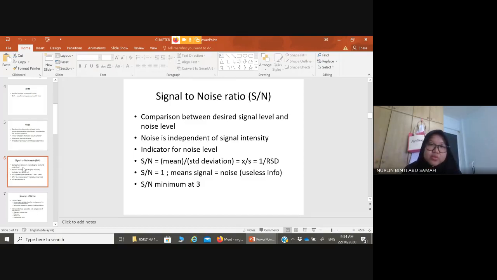Now let's look at the signal to noise ratio. Why do we want this kind of ratio? Because we want to overcome the noise problem and at the same time increase the signal. This ratio compares the signal level and the noise level. Here you can see noise is independent of signal intensity, and the signal to noise for LOD is 3. The ratio is 3.